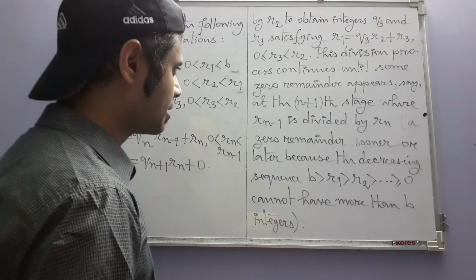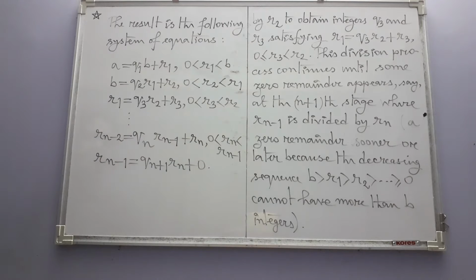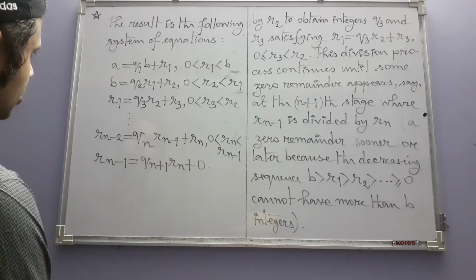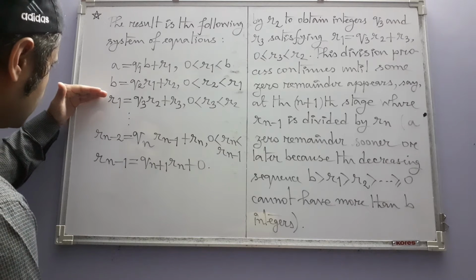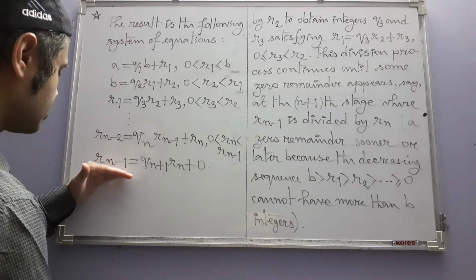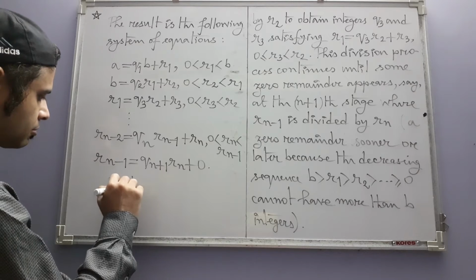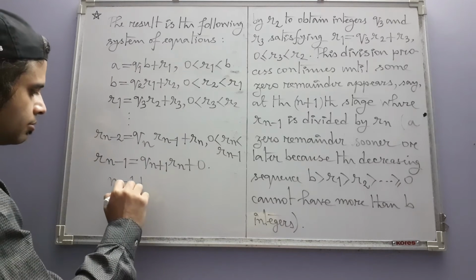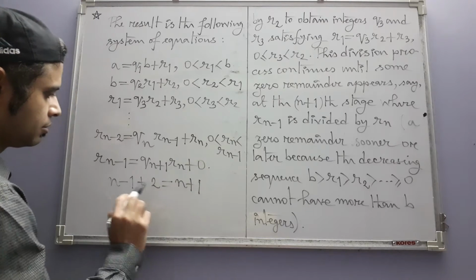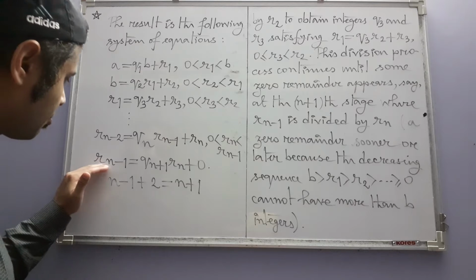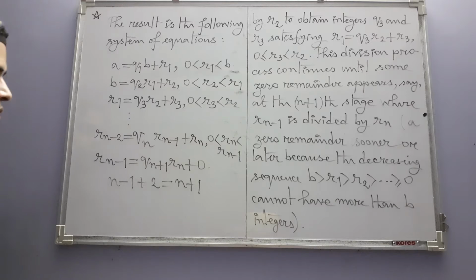Let me also check one more thing. At the n plus 1th stage, how many stages are there starting from R1 to Rn minus 1? N minus 1 stages, plus these two stages in the beginning. So that's how we get n plus 1 stages. At the n plus 1th step or stage, we are getting the zero remainder.